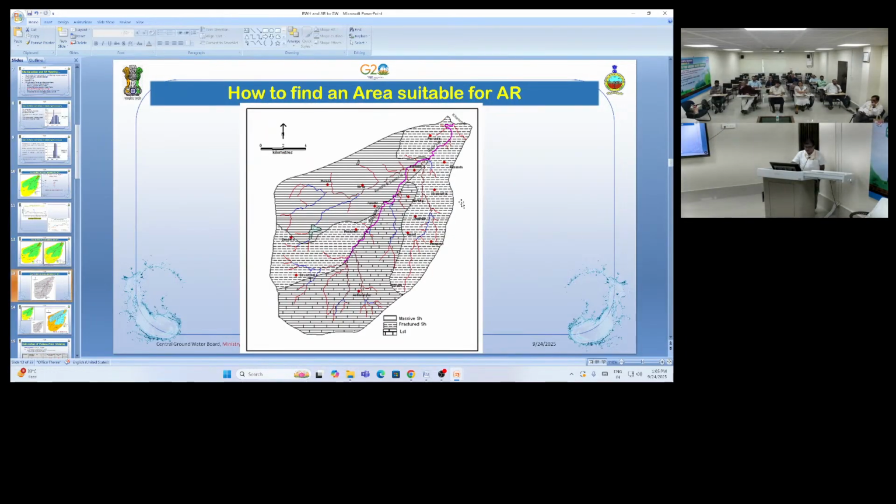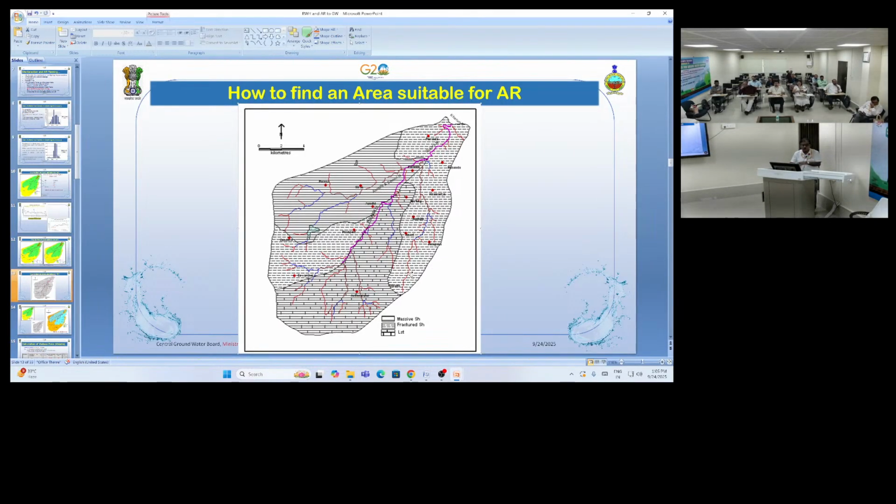Now, if you see the geology of that area, most of this portion is massive shale. In a massive formation you can hardly go for recharging, so we will have to exclude that part. The rest of the portion, excluding the portion where the water level is within 3 meters, where we will not go for recharge, is the portion where we can go for recharging. Is it up to that? Is it clear? This is how, step by step, we will choose the area.